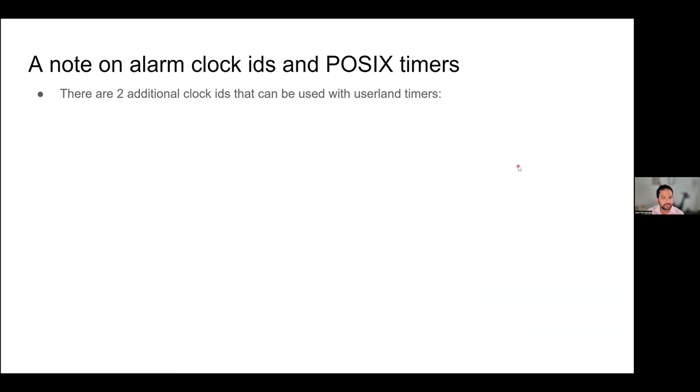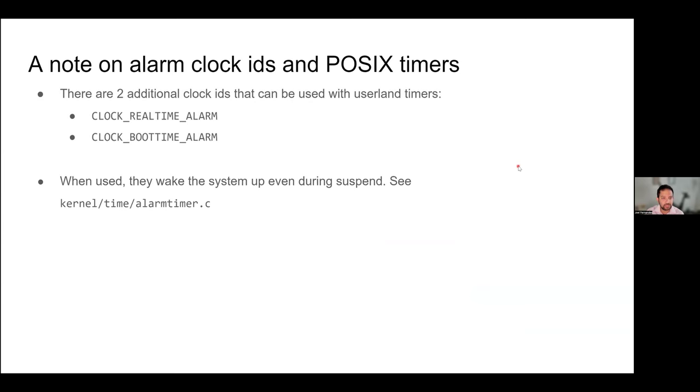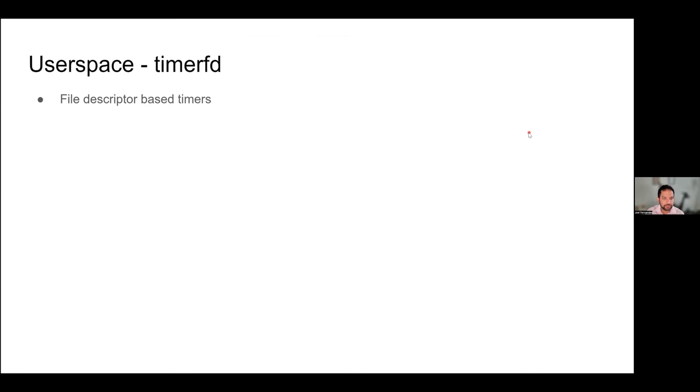There are also two additional clock IDs. One is called clock real-time alarm, and another is boot time alarm. They're similar to real-time and boot time, but they can also wake up the system during suspend. You'll see a separate kclock for those extra timer IDs as well. So using a POSIX timer, you can even wake up the system from suspend at a certain point in time. I believe Android uses this feature. That obviously depends on some hardware that is still ticking when the system is suspended. Typically that is called RTC, and that can wake up the system from suspend.